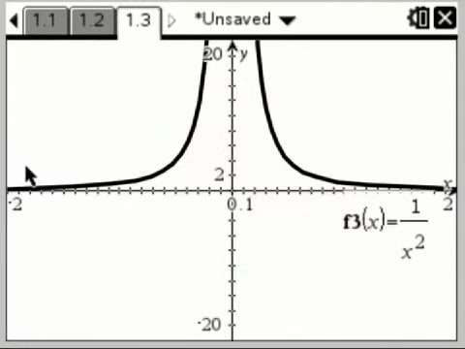This is the function 1 over x squared. This is an example of an infinite discontinuity at x equals 0. Please note that this function is continuous when x is greater than 0 and when x is less than 0, but it is discontinuous for x equals 0.